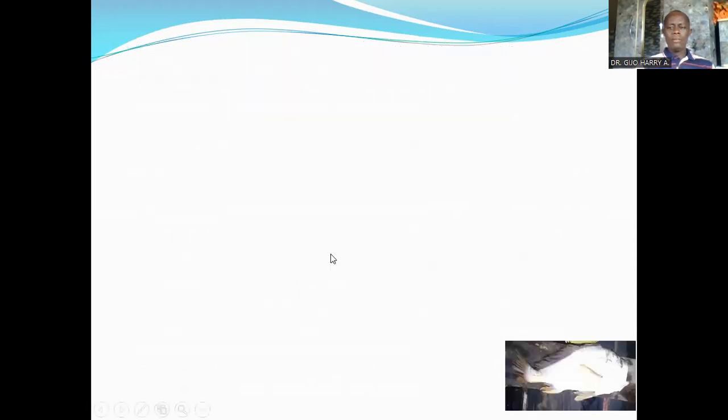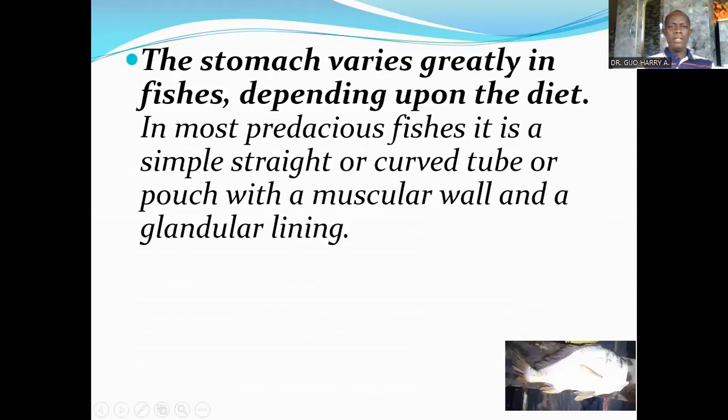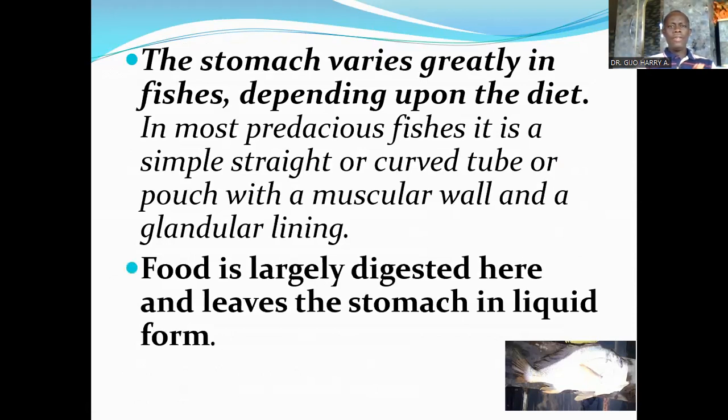Now look at what happens in the stomach and how the stomach of the fish varies greatly. The stomach varies greatly in fishes depending upon the diet. In most predaceous fish, it is a simple straight or curved tube, or a pouch with a muscular wall and a glandular lining. Food is largely digested here and leaves the stomach in liquid form.